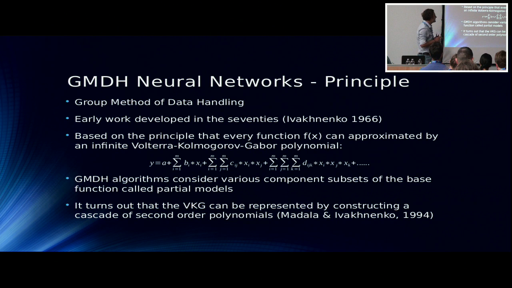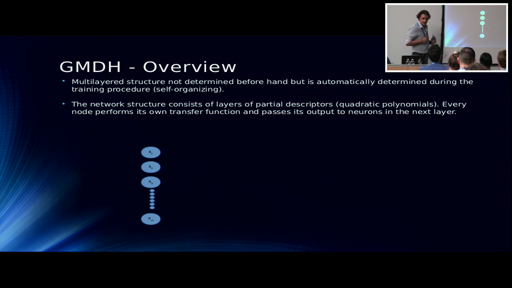And this series consists of terms that are really interactions of our predictor variables. And the question that was posed and answered by the same people doing this work was whether there is a way to approximate this and construct such a polynomial in an efficient manner, in a clever way. And it turns out that there is. So this type of neural network resembles a traditional feed-forward architecture, but it is constructed in a different manner.